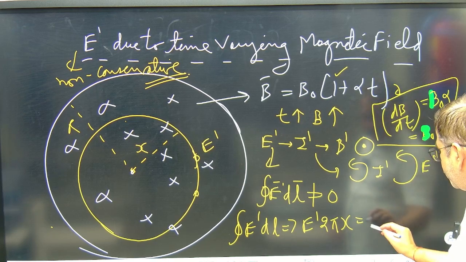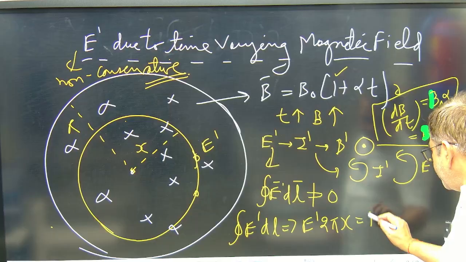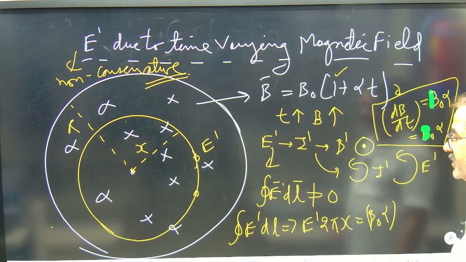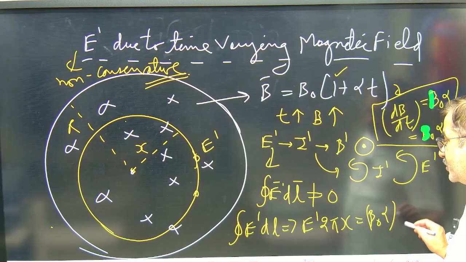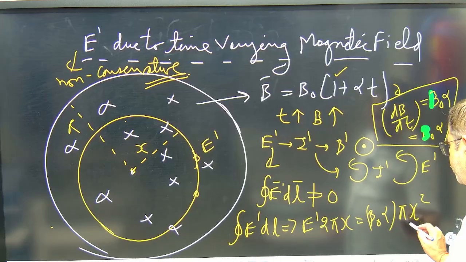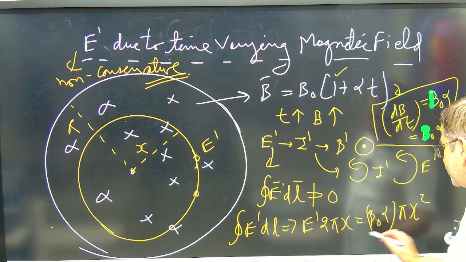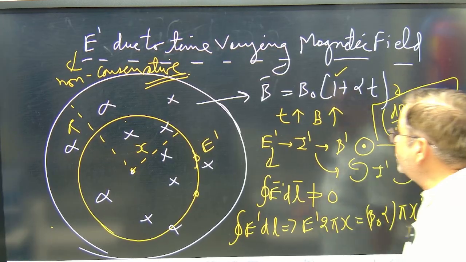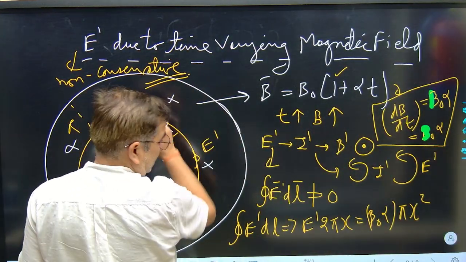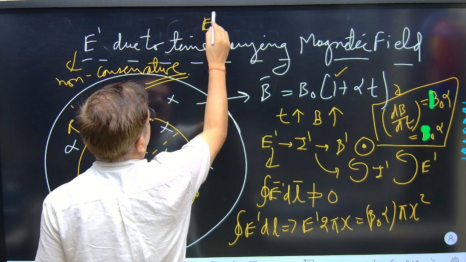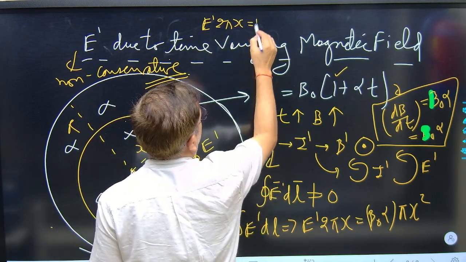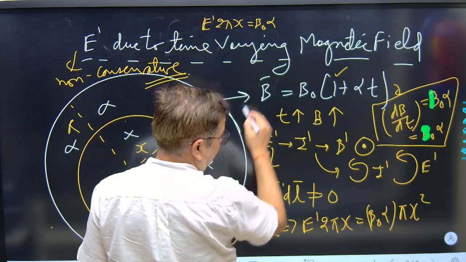Here I put the result: d by dt is B naught alpha, the flux change, into area. Area is what? Pi into x square. So dB by dt into the area of the loop, the rate of change of flux, is equal to the EMF developed. The induced field lines will create a field here. Again I write at the top, E dash into 2 pi x equals B naught alpha into pi x square.